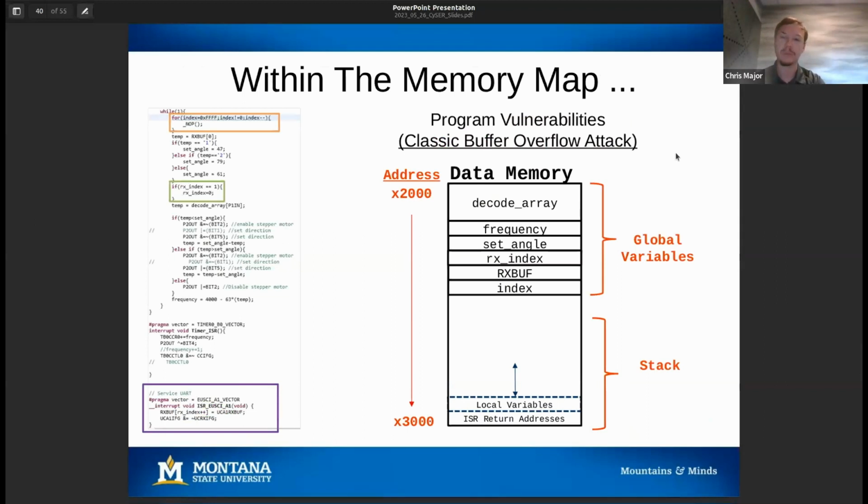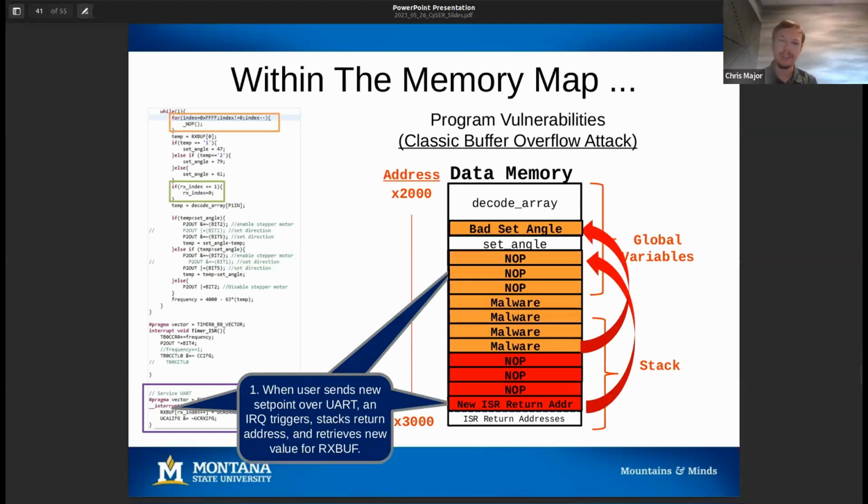But in this example here, let's say we have our data memory right here. So we have our frequency and our set angle, which correspond to the motor controls. And then here we have other values within data memory, such as our receiving index. We're going to receive a variety of characters on our UART buffer. And on top of that, we're going to have our local variables growing on the stack as we go forward. At the very end, we have our ISR return address, so our instruction return. And this one is incredibly important because this value in data memory directly ties to where we're going to go back to in our instruction memory.